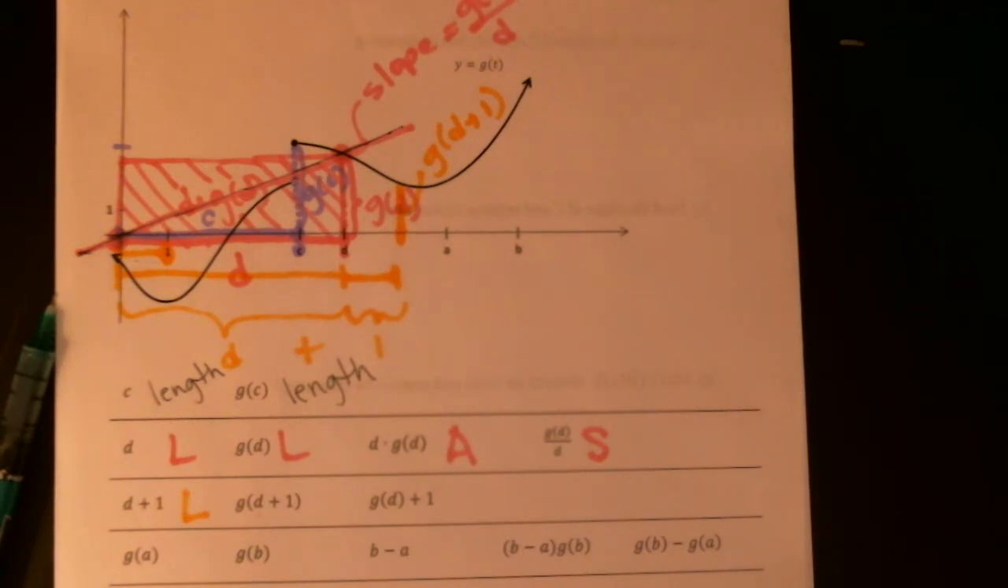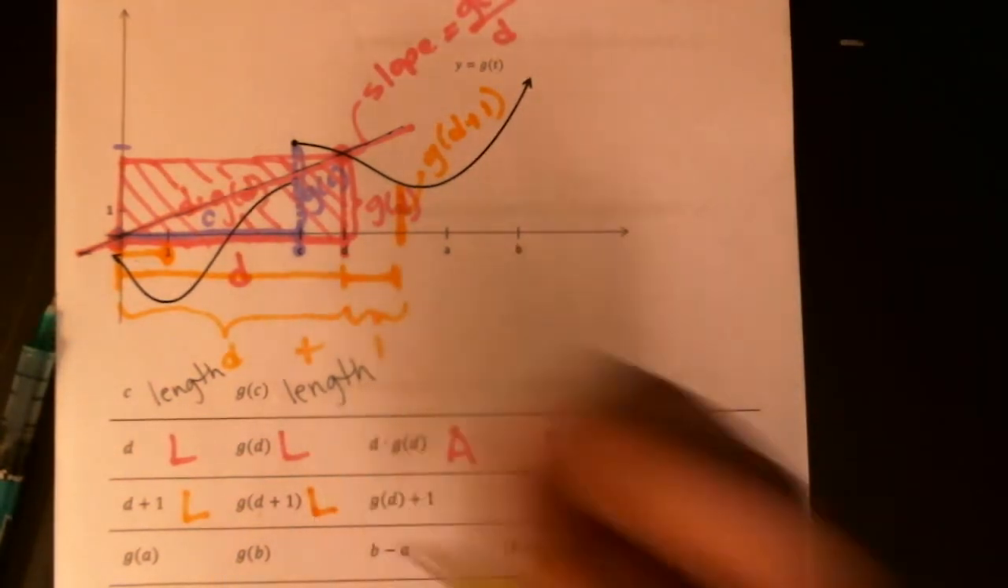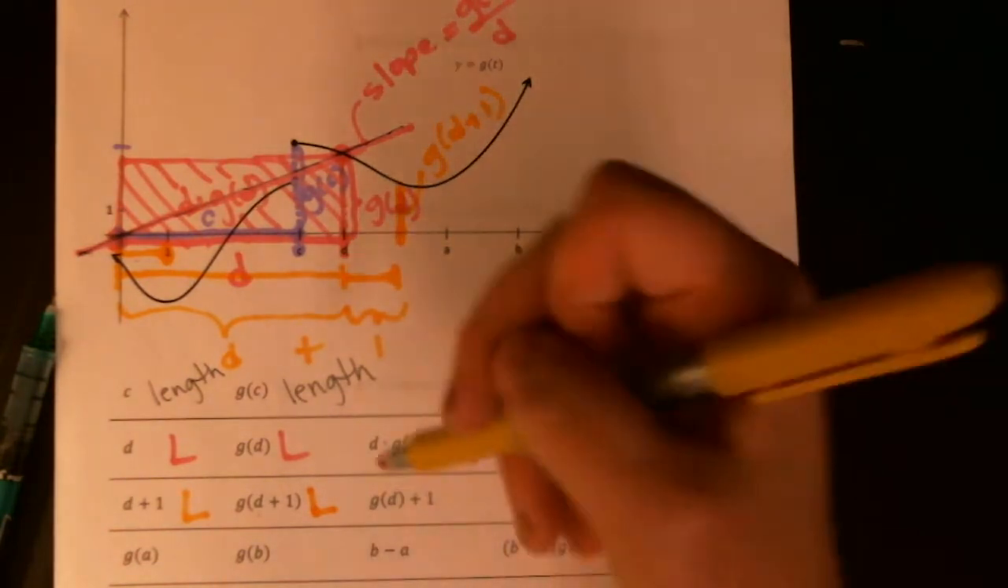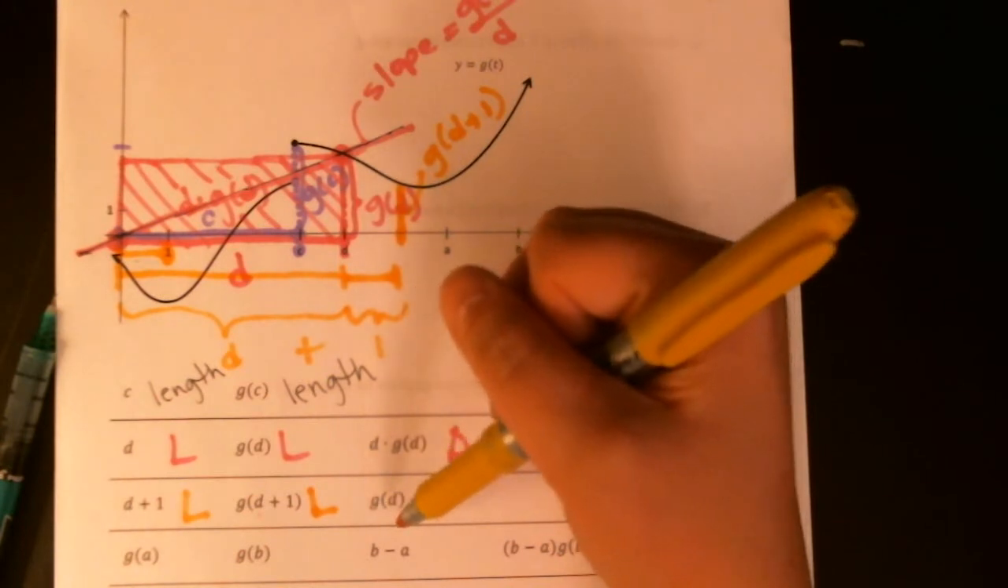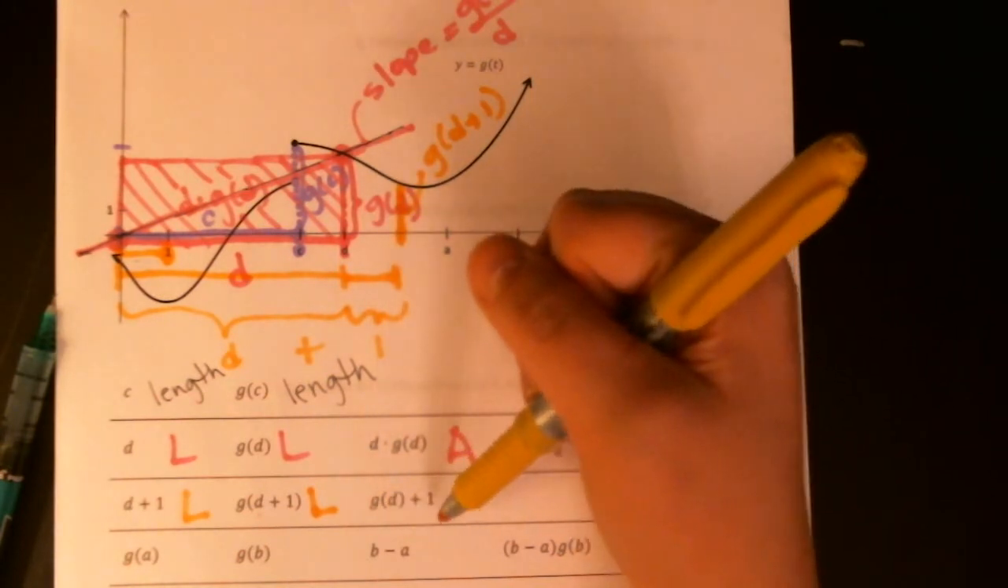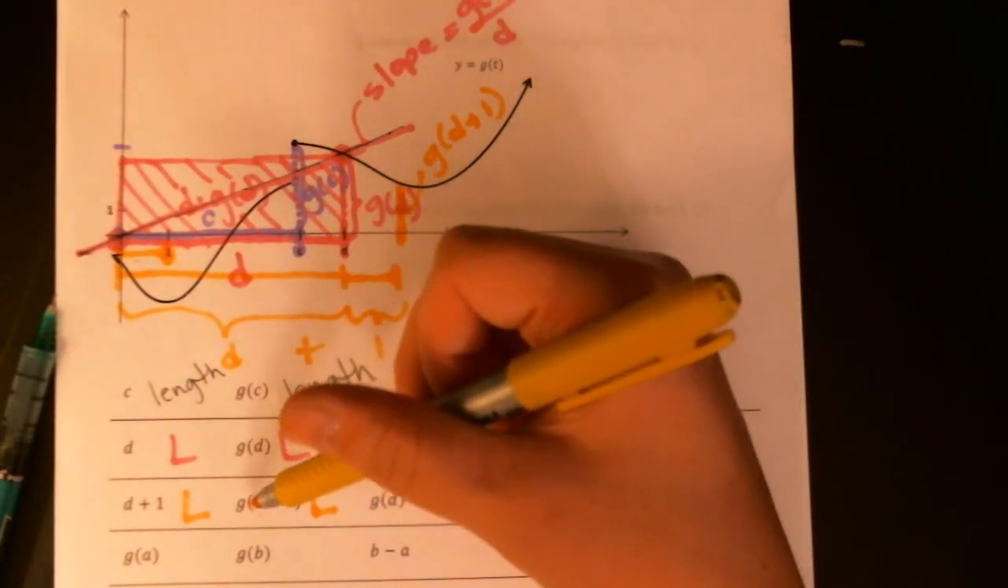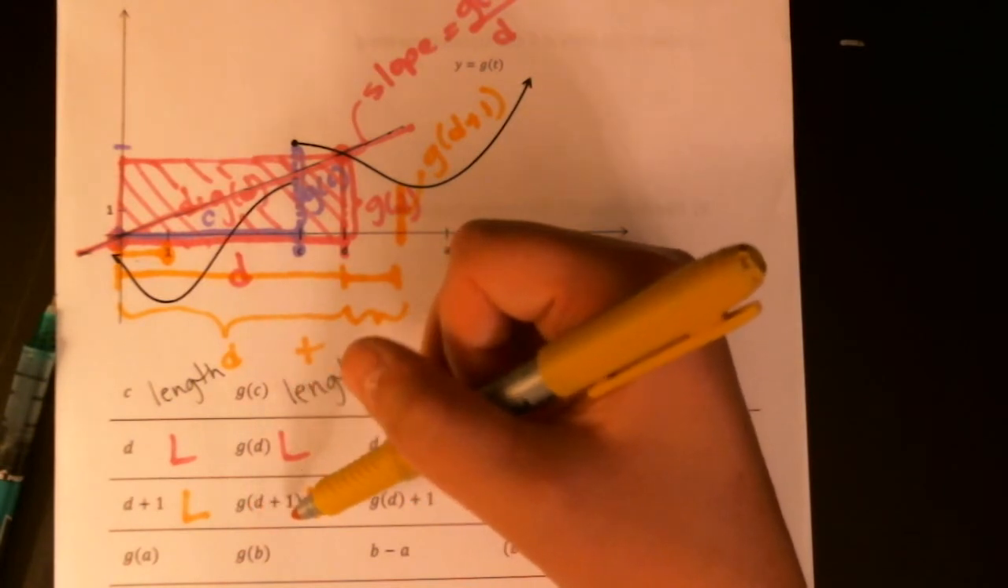Okay, and then we're asked for something else. So this is a length, it is a Y value. We're asked to take G of D, which is the Y value when X equals D, and add 1 to that. So this is very different. This says go 1 further on the X axis before you look for your Y value.